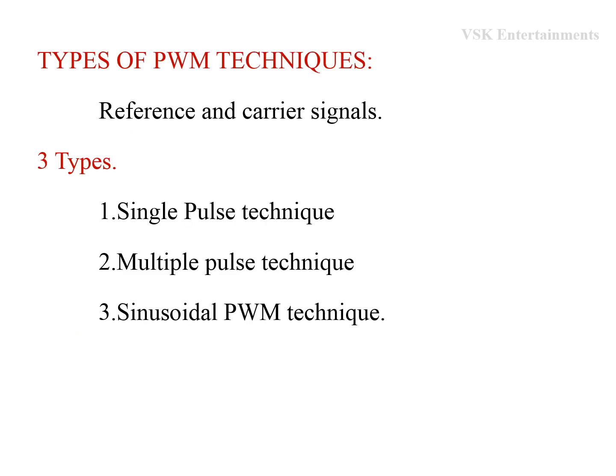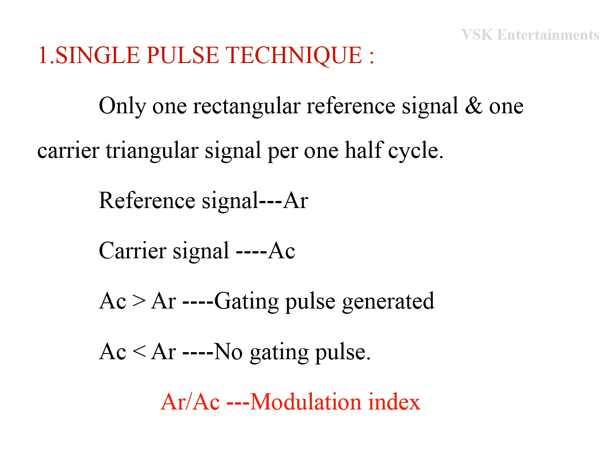Depending upon the type of the reference and carrier signals we use, PWM techniques are classified into three types. The first one is the single pulse technique, the second one is the multiple pulse technique, and the third one is the sinusoidal PWM technique. These are the types of PWM techniques. Now we are going to discuss each and every technique in detail.